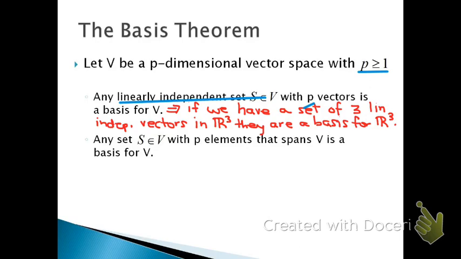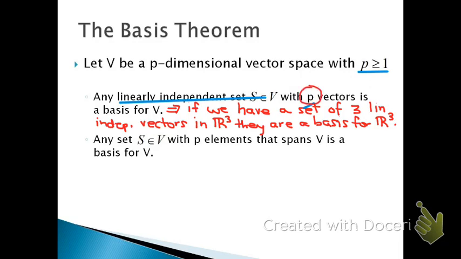So this means if we have a set, for example, of 3 linearly independent vectors in R3, they are automatically a basis for R3. I don't have to show that they span R3. It's given to you automatically. Likewise, if I can show that I have a set of p vectors that spans V, then it's automatically a basis for V. So in this case, I don't have to show that the vectors are linearly independent if they span. Again, the goal is to make sure that I always have p vectors.